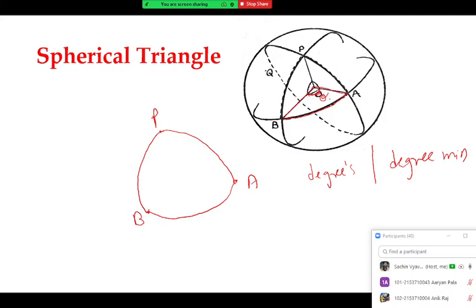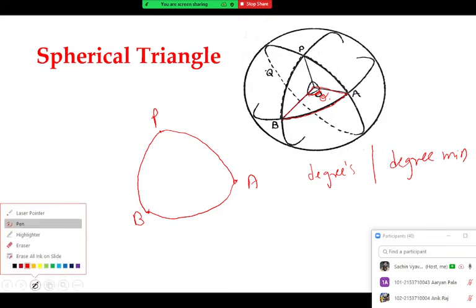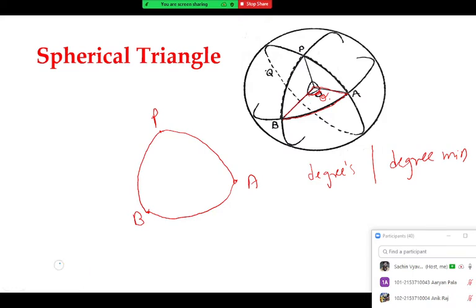And can you tell me what is a capital A? How to get the capital A angle? Yes, anyone? Or capital P? How to get that angle?